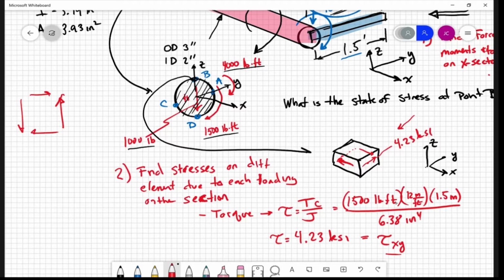Now, if I talked about point C, which is here, not up here, but here, same torque, that's going to produce a traction going up. And so that's actually the same shear stress, the 4.23 KSI, but it acts in a different direction. So let me just draw that. If we were to look at a differential cube at point C, here we go. Here's a little cube of material at point C.